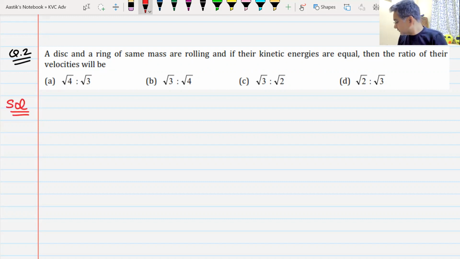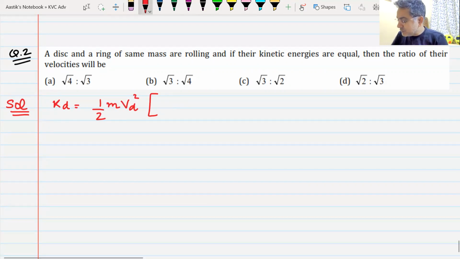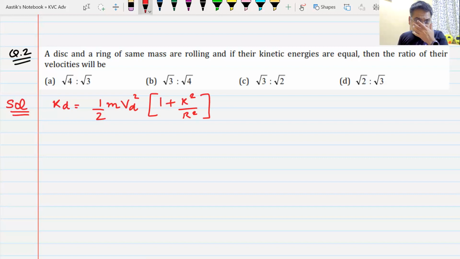So, what will be the kinetic energy of the disk? Half into m into velocity of disk square into 1 plus k square by r square. K square by r square for a disk is half. So when I put the value half, I'll get 3 by 4 m into vd square. Yes or no? Yes, sir.